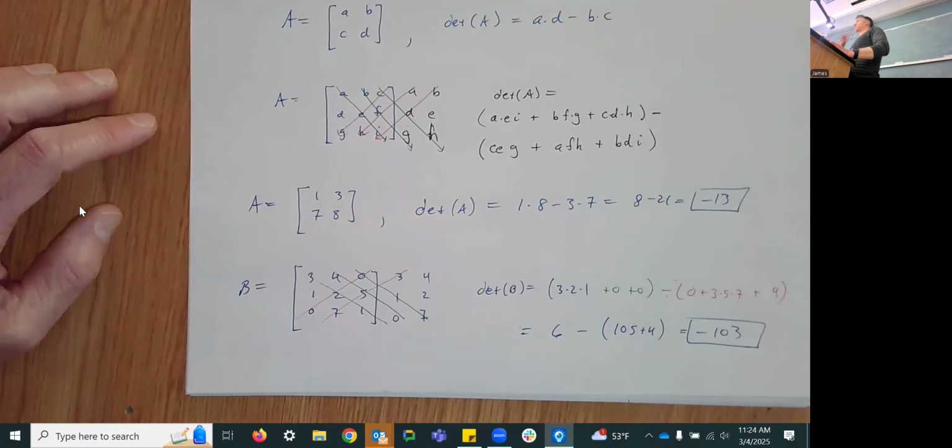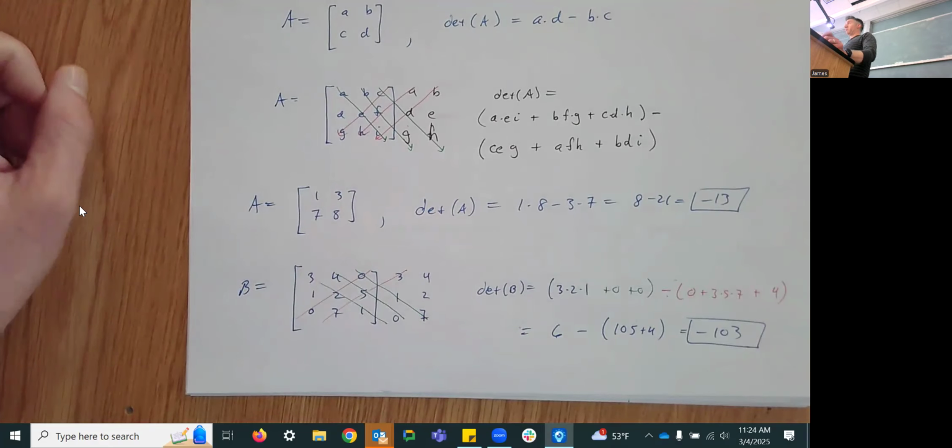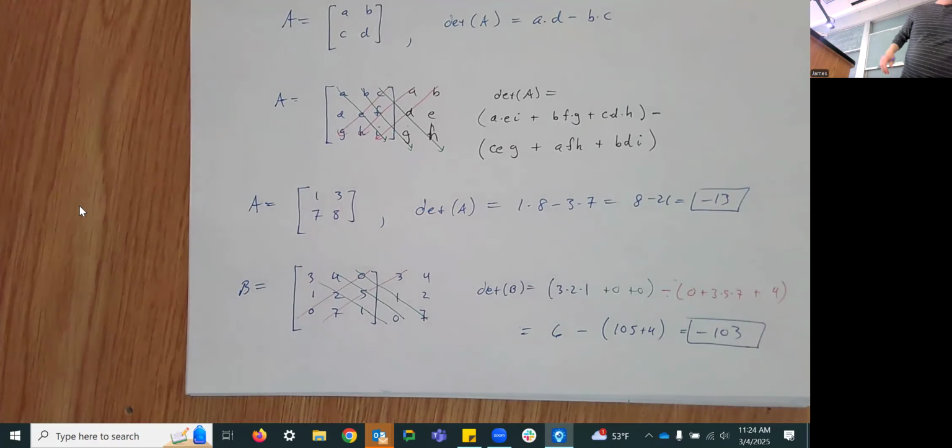So that's how we calculate determinants of matrices that are 2 by 2 or 3 by 3. Kind of neat.